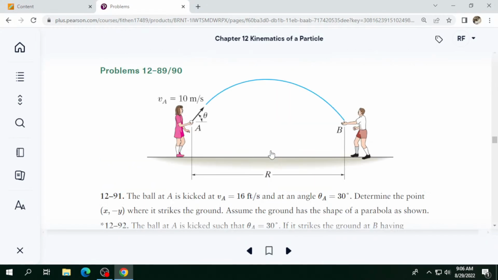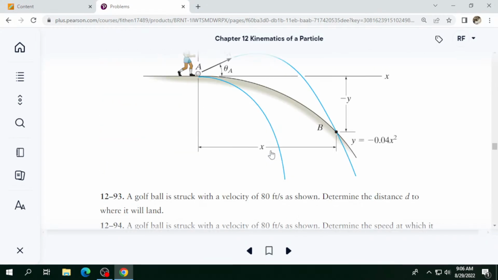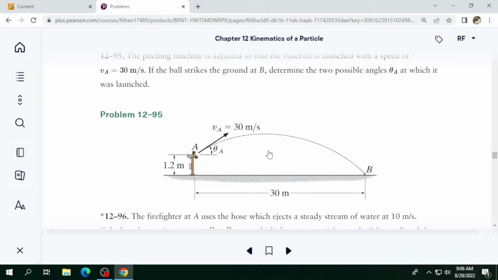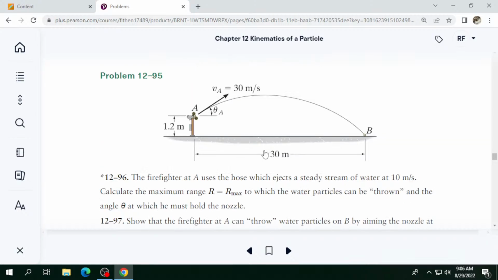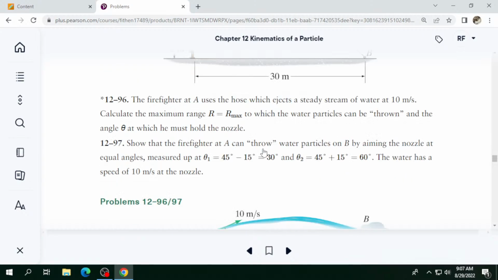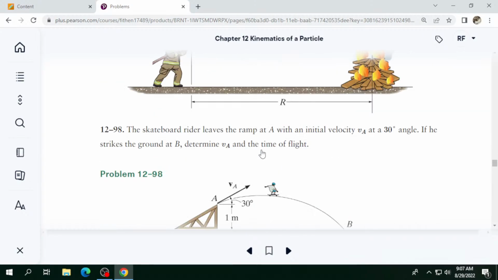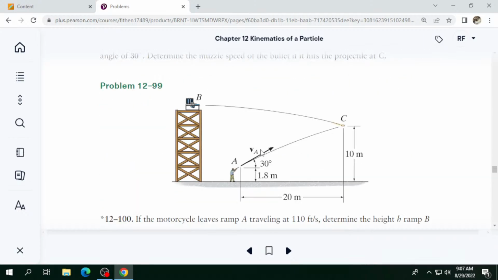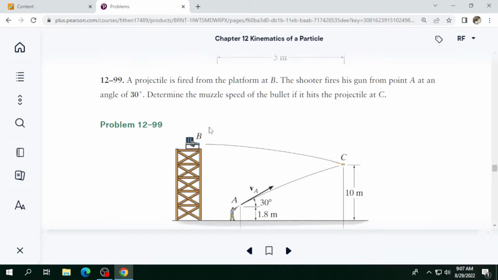Oh, okay, here are the projectile problems. Okay, so we can do like, do y'all like golf or what is that? Is that basketball? I don't know what that is. Oh, there's a firefighter, a ski jumper. Oh, here we go, 899, okay.